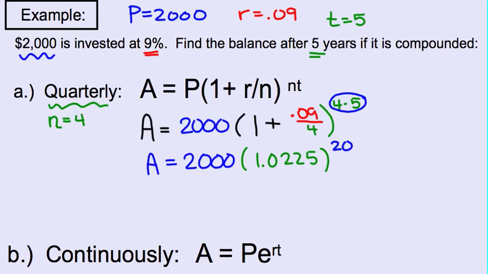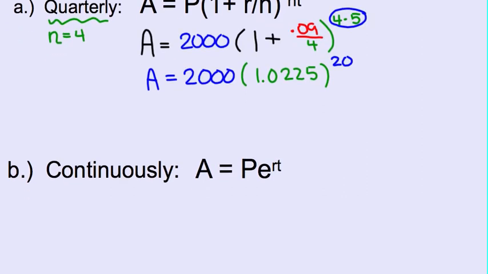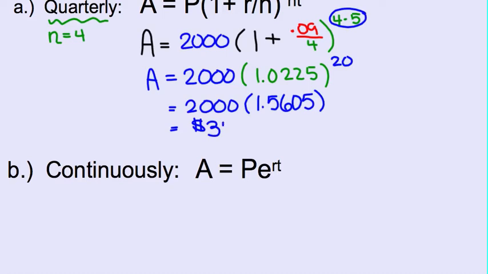Now we're going to do our exponential piece. So we're going to go 1.0225, raise it to the 20th power. And I'm just going to write it down so you see if you get the same answer as me. It's approximately 1.5605. We can leave that in our calculator and now just multiply it by 2,000. And we get $3,121 and about 2 cents.